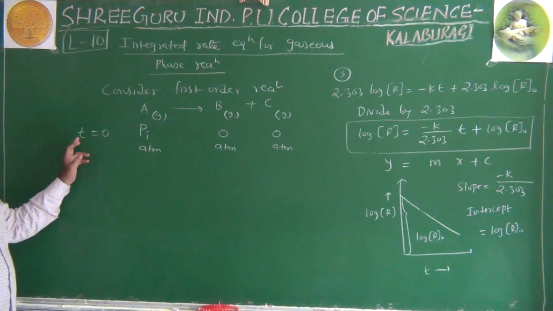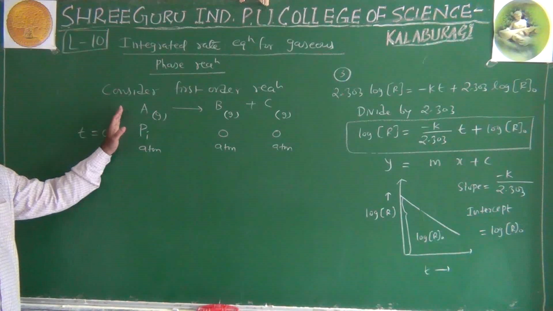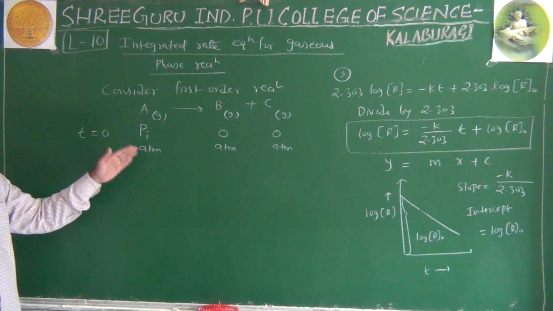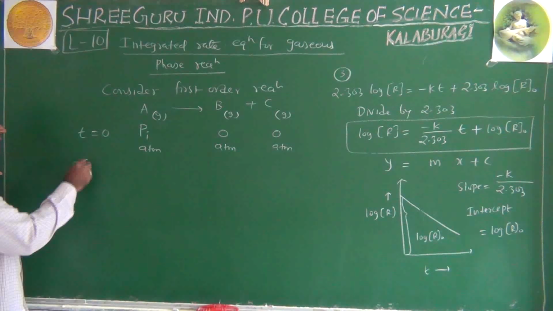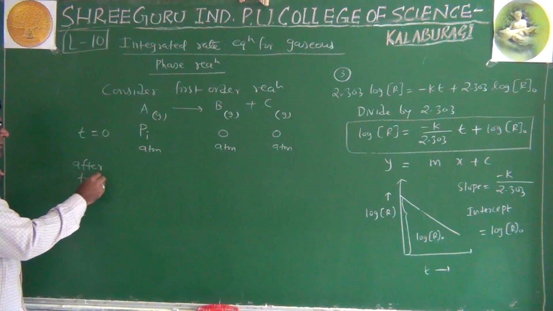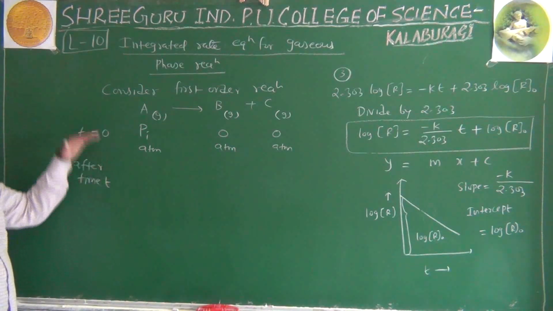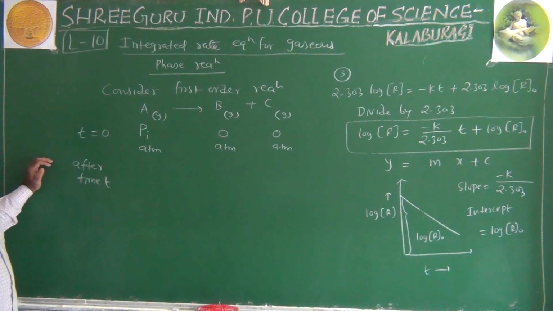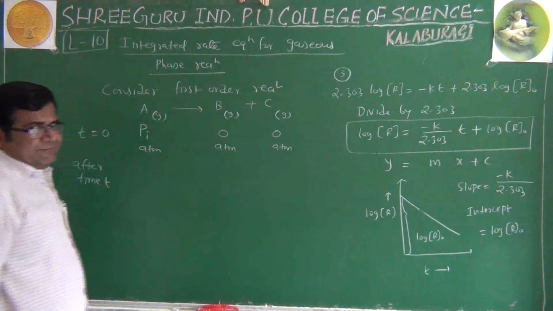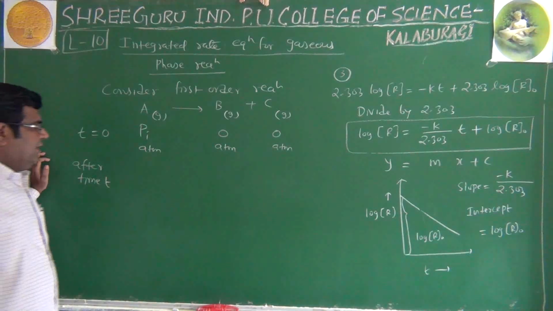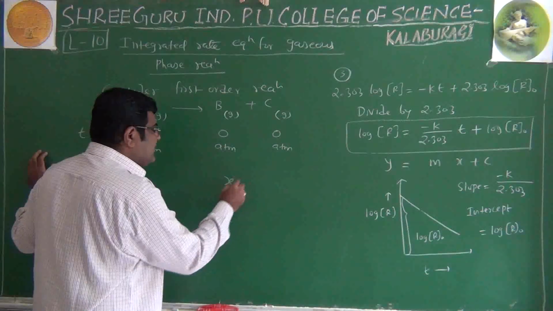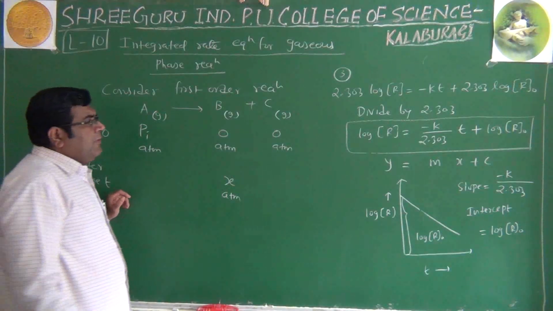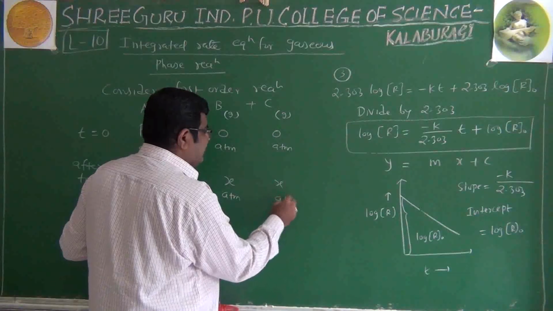When the reaction starts, at t equal to 0, only reactants are present. Products are formed in due course of time when the reactant gets converted into the product. After time t, as the reaction progresses, the product starts appearing, because the reactant has converted into product. We say that the partial pressure of B is x atm. The partial pressure of C is also x atm.